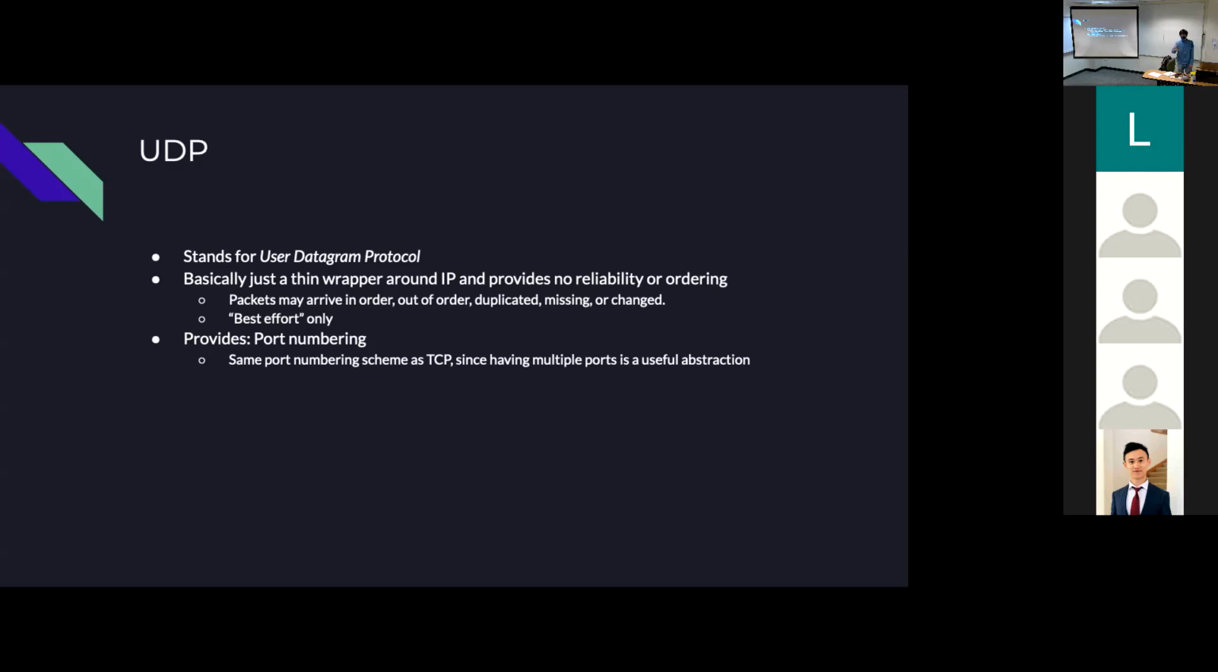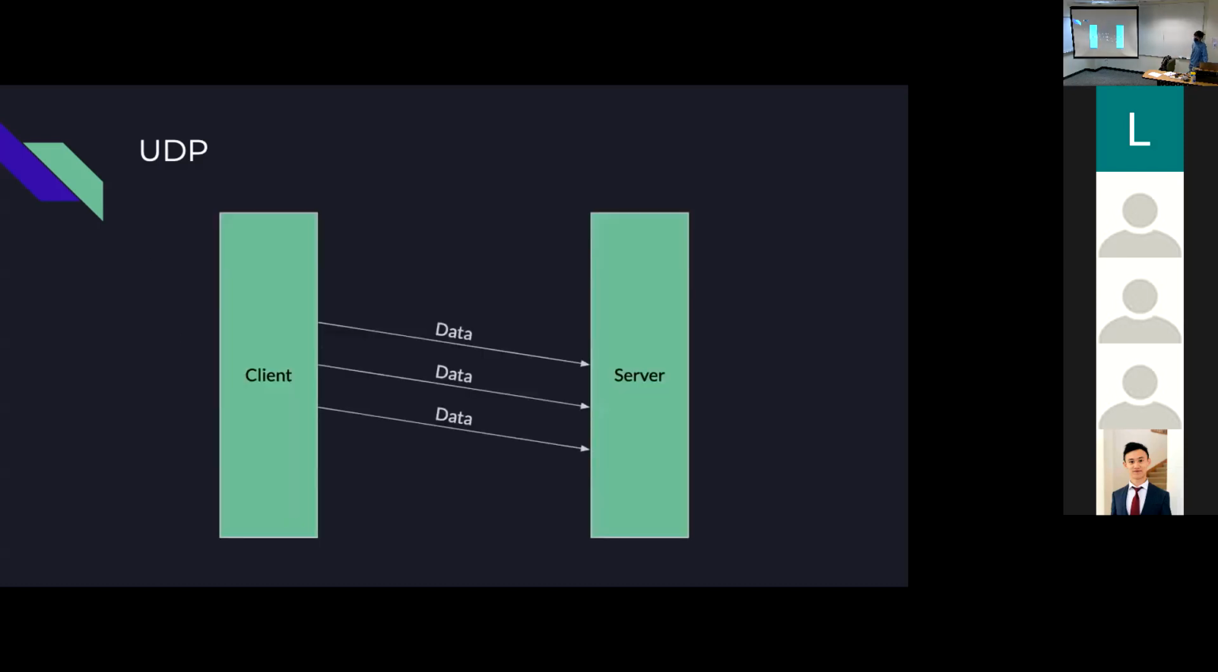So the only reason this exists is because a server can have multiple UDP services. So maybe they have a DNS server as well as a video live streaming server. And both of those will use UDP, but they use different port numbers. This is the most useless diagram you'll probably see in this course. If you have UDP, you send data, and that is it.